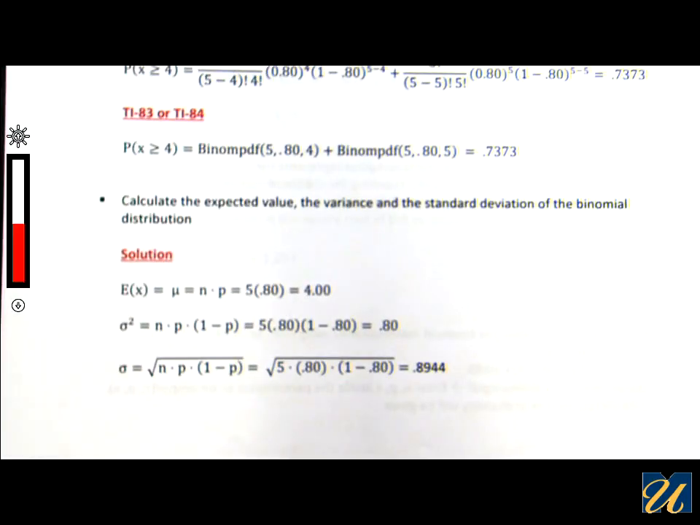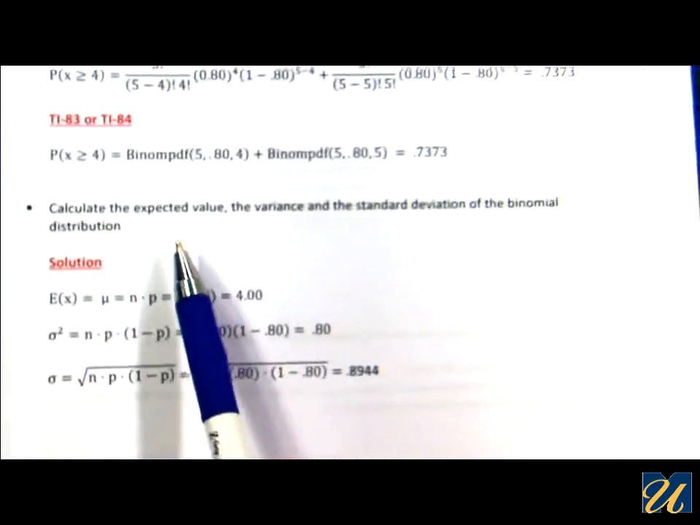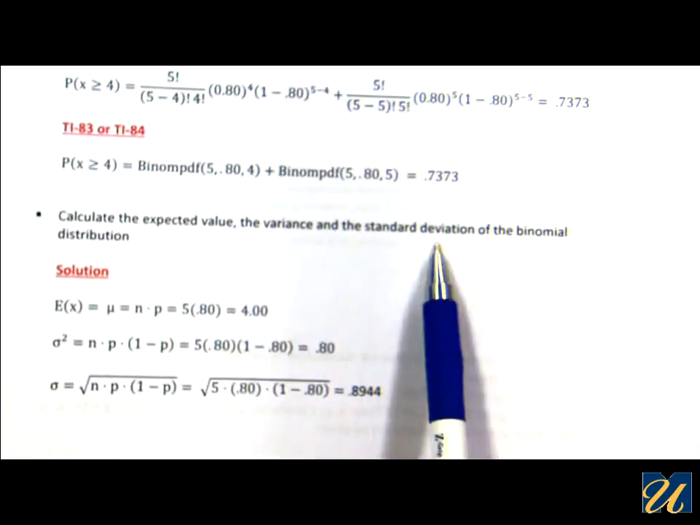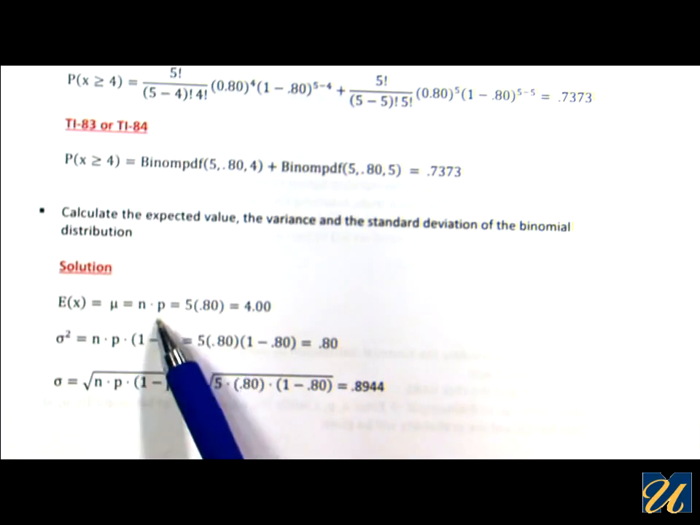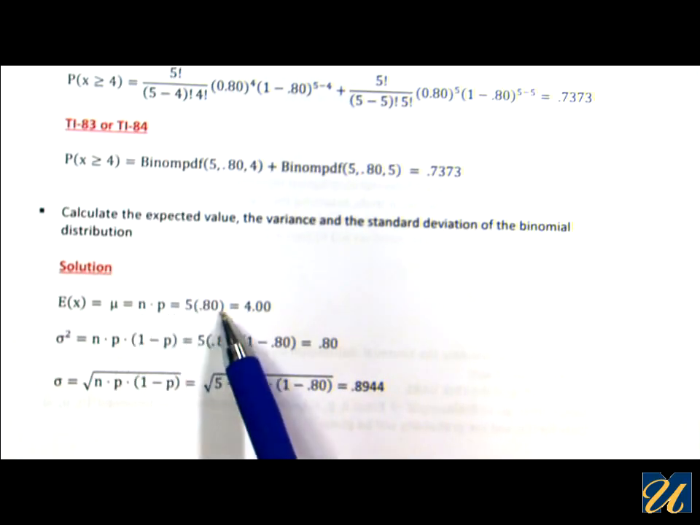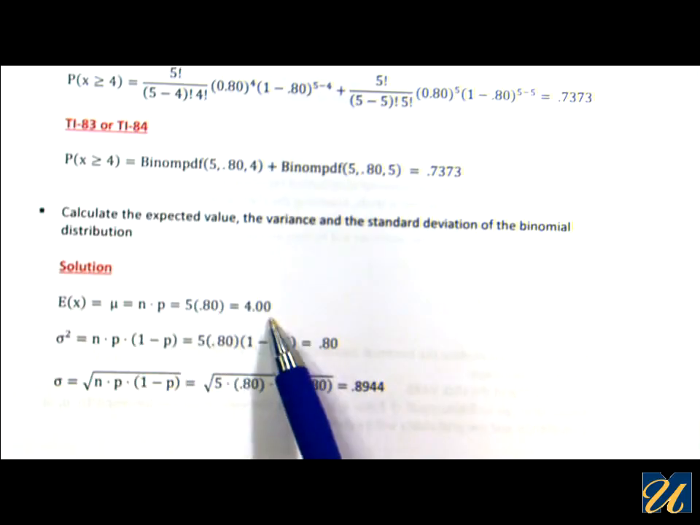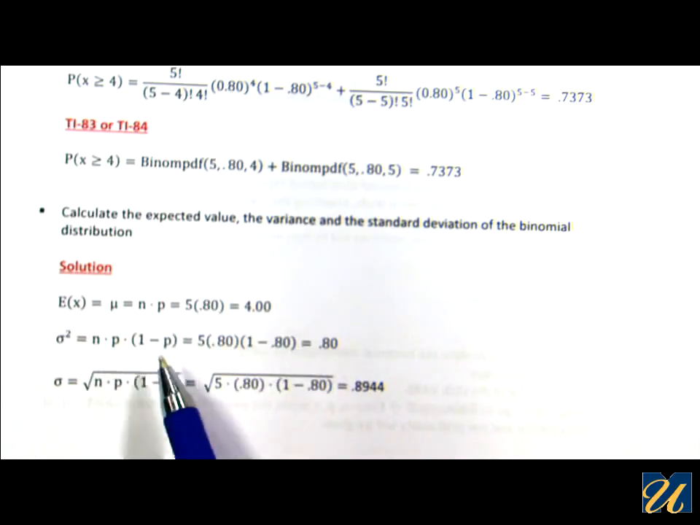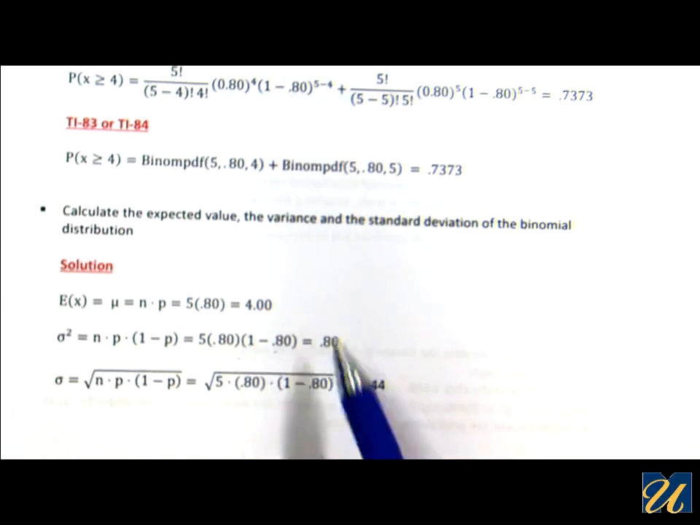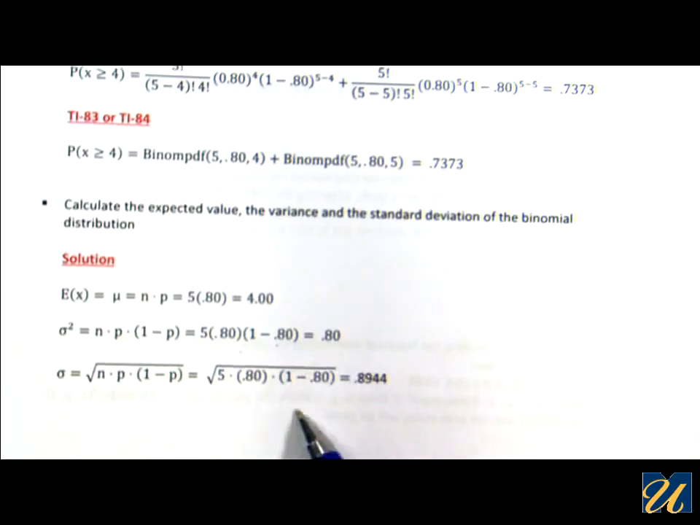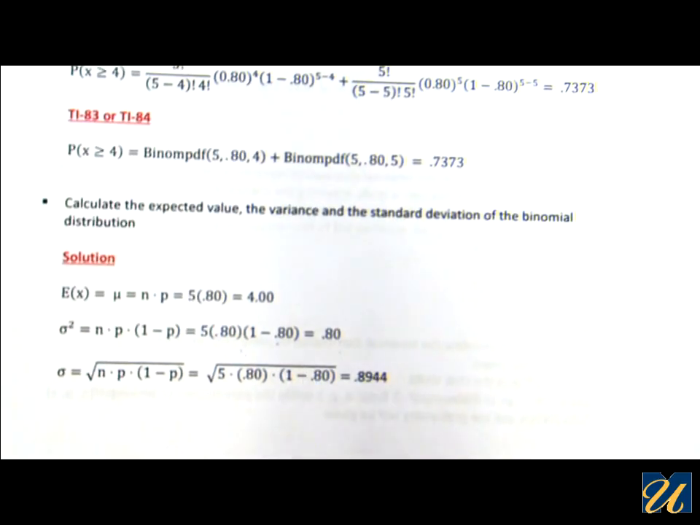Now if we wanted to find the expected value, the variance, and the standard deviation for the binomial distribution in the same example, all we would need to do is multiply n times p, 5 times 0.8, which is 4. This would be your average. Variance is n times p times q, which means 5 times 0.8 times 0.2, 1 minus 0.8, which is 0.2. This would be 0.8. And then you take the square root of 0.8 to find your standard deviation, which is 0.8944.